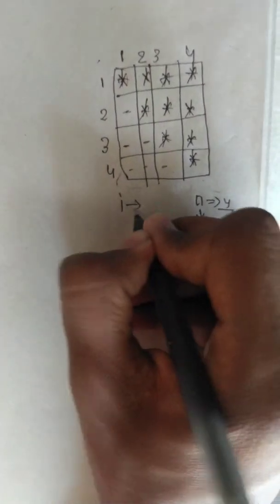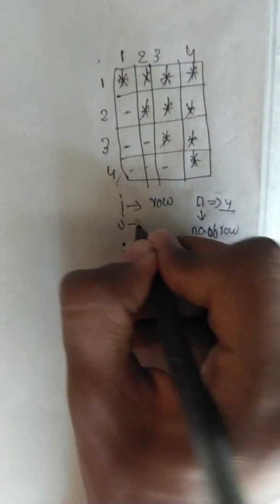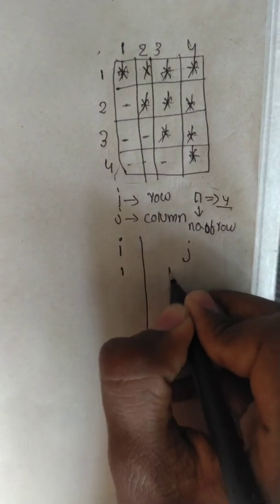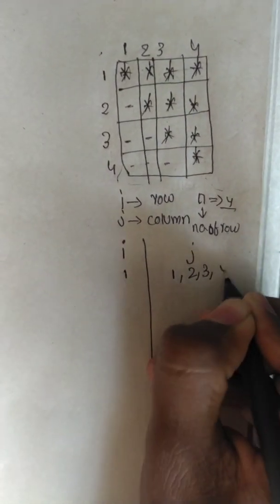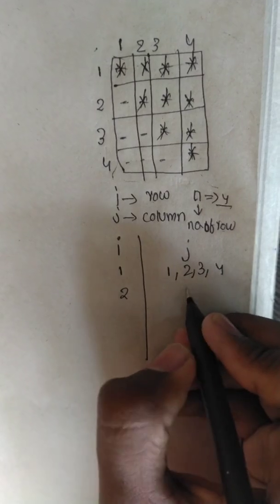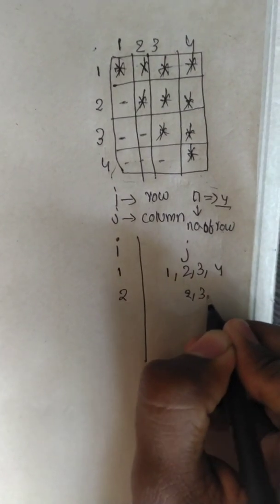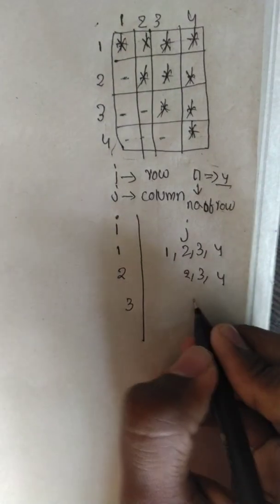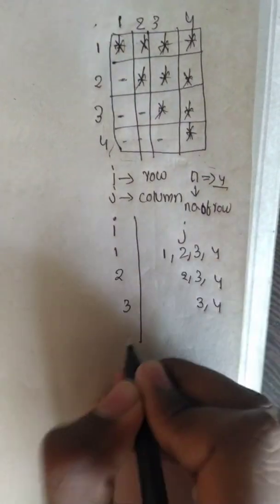Now I will analyze where I have to print the spaces and where I have to print the stars. Let me consider i as the row and j as the column. In the first row, I have to print the stars in positions 1, 2, 3 and 4. In the second row, positions 2, 3 and 4. In the third row, positions 3 and 4. In the fourth row, the fourth position.